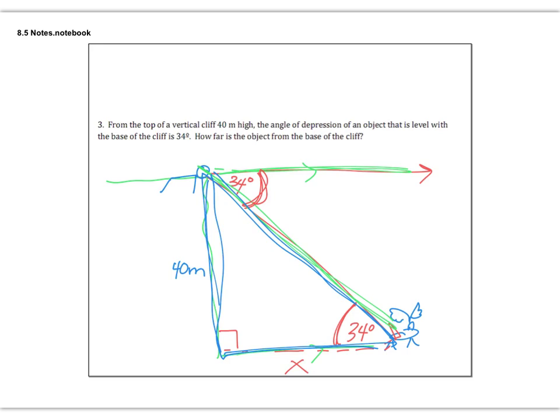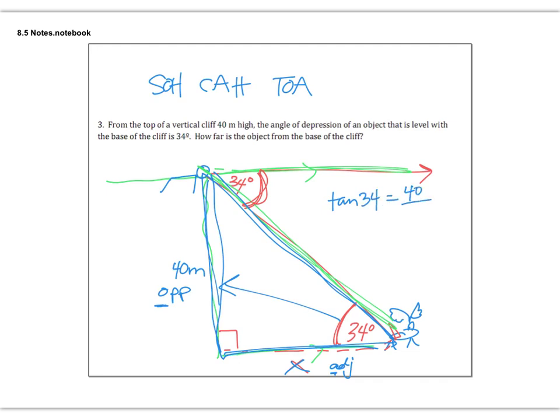How far is the moose, or whatever that object is, from the base of the cliff? I'm going to find this side. So start with your angle. We're working with a 34-degree angle. This X, this ground distance, is the adjacent side to that angle. The 40 is the opposite side. Think about O and A. Think about SOHCAHTOA. Which one would you choose? I would choose tangent. So tangent of 34 equals opposite over adjacent.